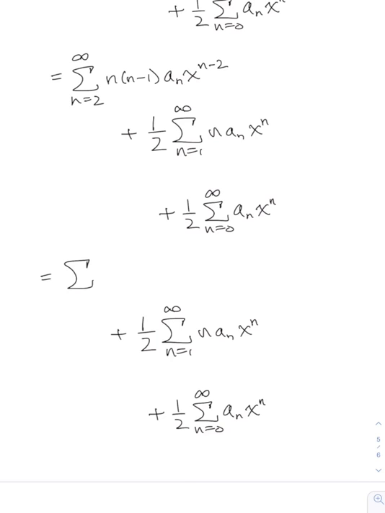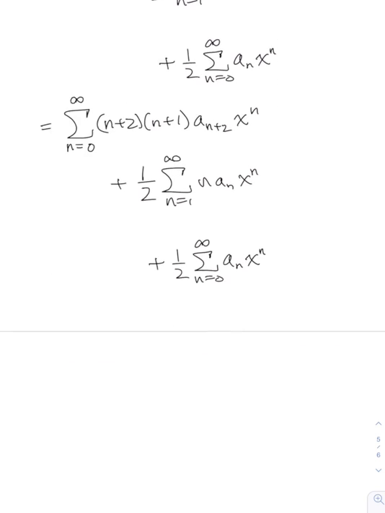The original series starts at 2, and then the exponent is n minus 2, so the exponent is 0. So this one will start at n equals 0. And everywhere I see an n in there, I need to replace it by n plus 2. So I'll get n plus 2, n plus 2 minus 1, so n plus 1, a sub n plus 2, and x to the n.